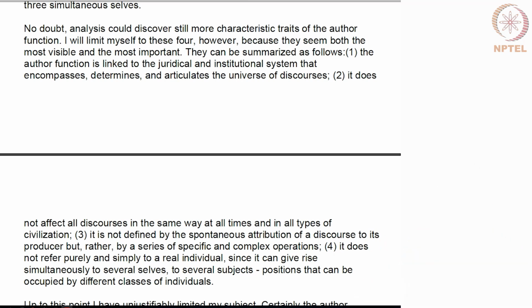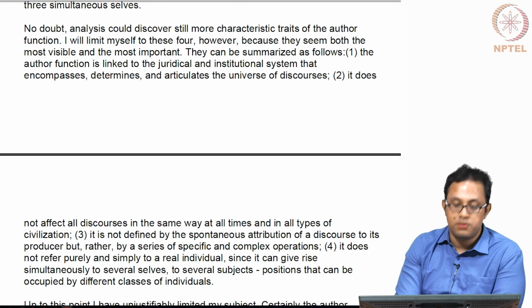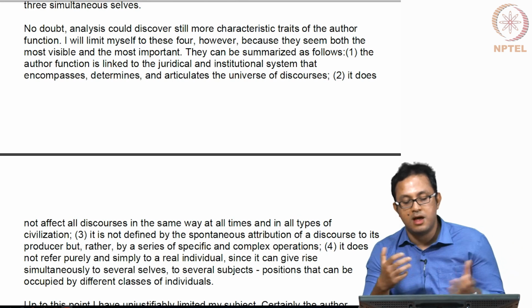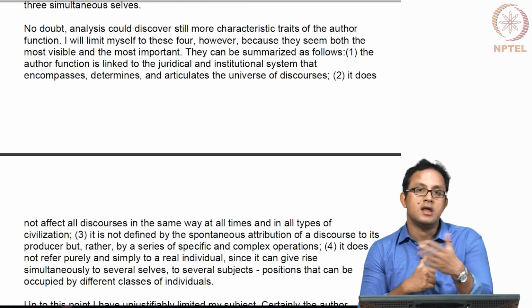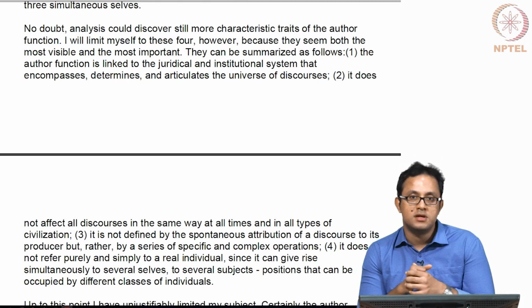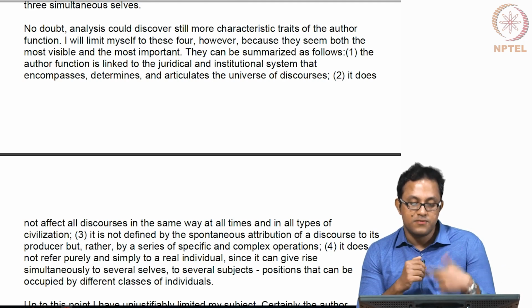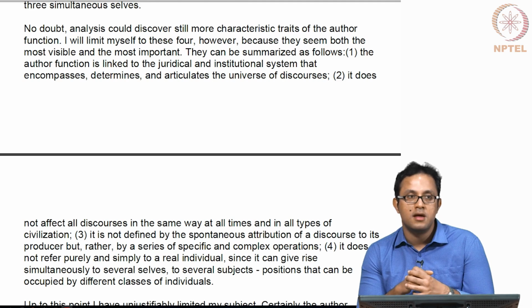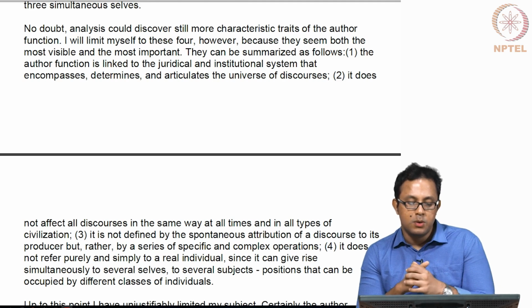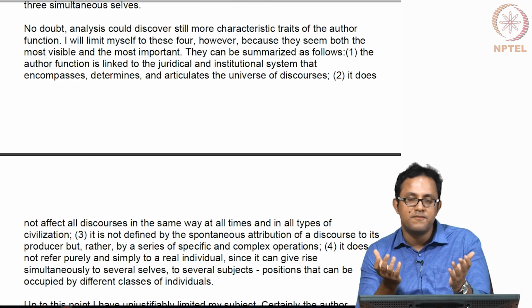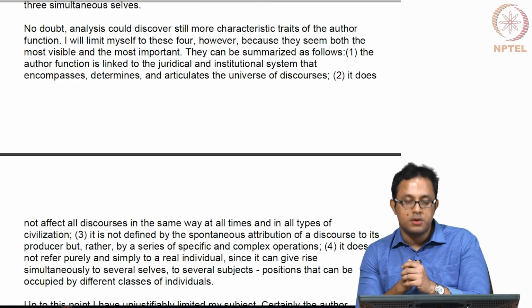Trait number three, it is not defined by the spontaneous attribution of a discourse to its producer, but rather by a series of specific and complex operations. So it doesn't depend on a particular spontaneous outburst of a discourse. It's not linear in its quality. It's not monodiscursive in quality. It's rather multidiscursive in quality. That's another function of the author. It takes up different complex operations, right? So it's not really a monolingual, monolithic author function that we're talking about over here. It's a very complex cognitive function which takes in a heteroglossia of meanings, a heteroglossia of coordinates, a heteroglossia of discursive possibilities.